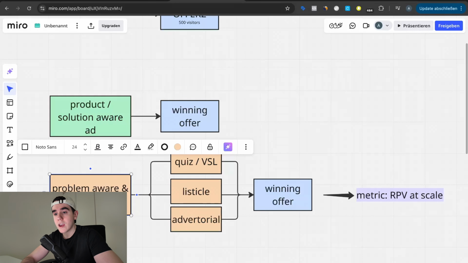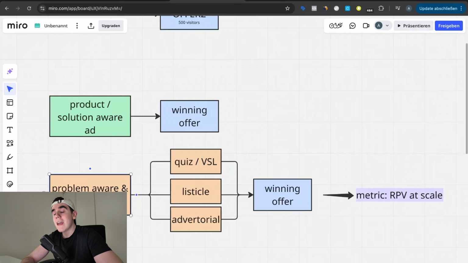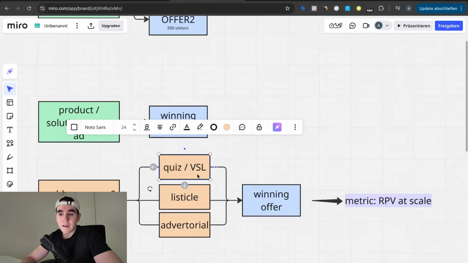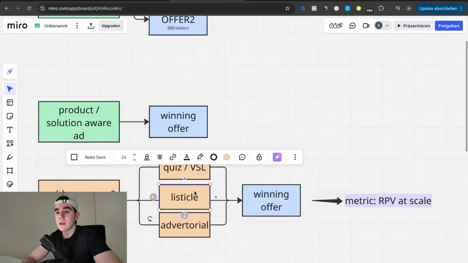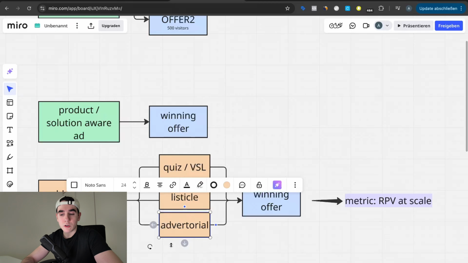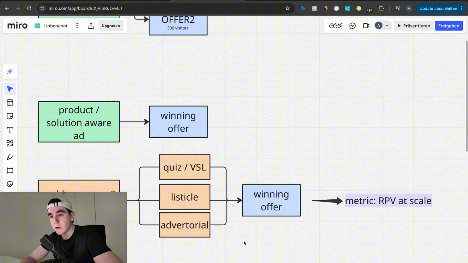So you have a problem aware ad or an unaware ad, so people who are only aware of the problem, or not even that. Now you send them to one of these or actually all of these. I like to implement at least two of these three. So there's the quiz or VSL funnel, there's a listicle funnel, and there's an advertorial funnel. If you don't know what these are, just look these up very quickly.